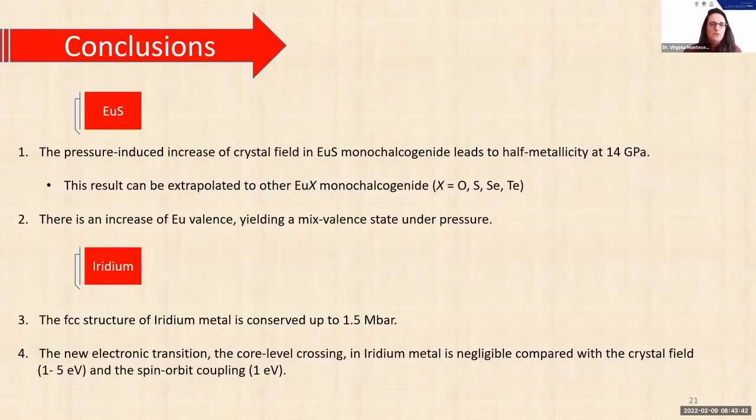So finally, the conclusion. In europium sulfide, the first example, the pressure-induced increase of crystal field leads to half metallicity at 14 gigapascal, and this result can be extrapolated to the other europium monochalcogenides. And there is an increase of europium valence, yielding a mixed valence state. In the iridium sample, the FCC structure of iridium is conserved up to 1 megabar, and the core level crossing in iridium is negligible compared with the crystal field and the spin orbit coupling.